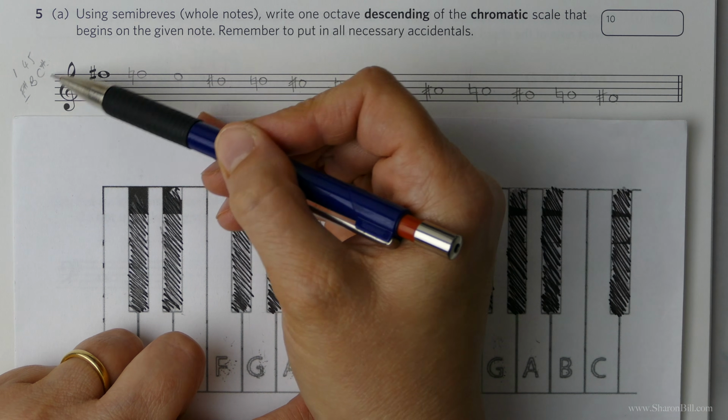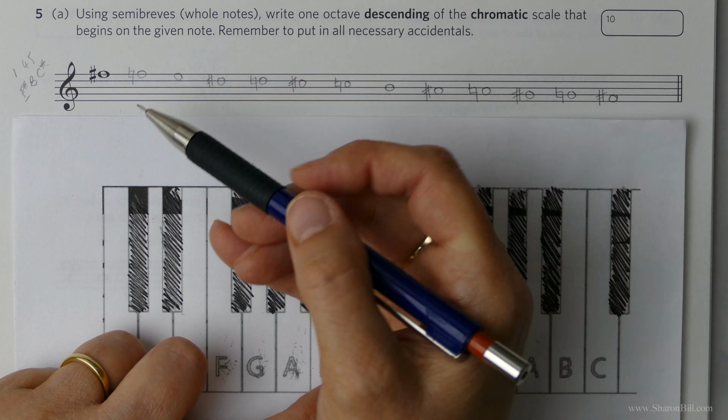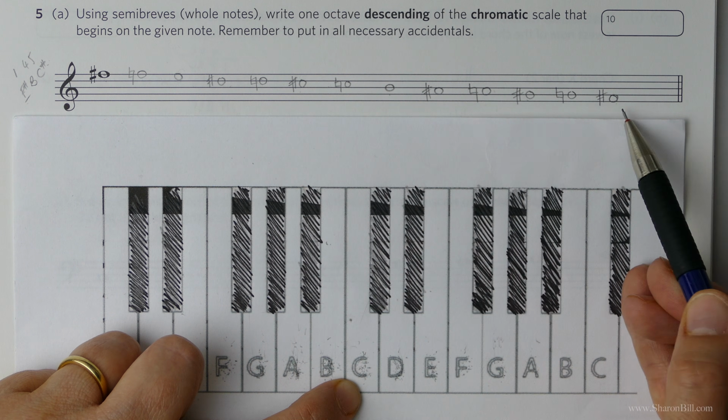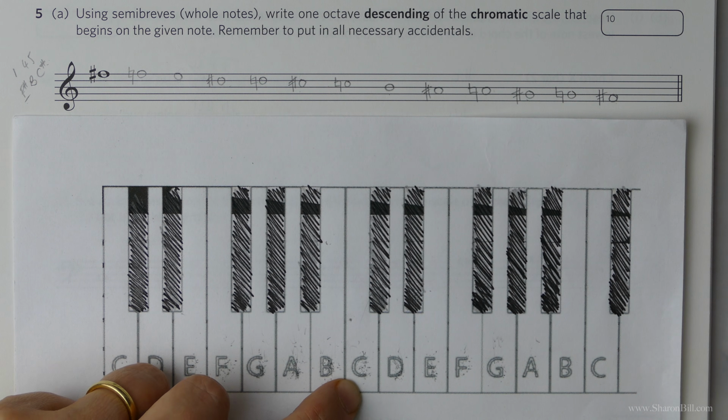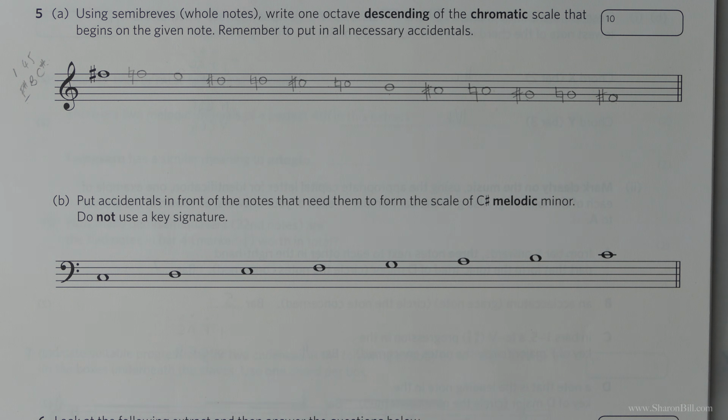So if I've stayed in the sharps, that's kept me on the right side of things, and I've used everything at least once. Every line and space is allocated at least once, but not more than twice. So that is job done. Let's press on to the next one.